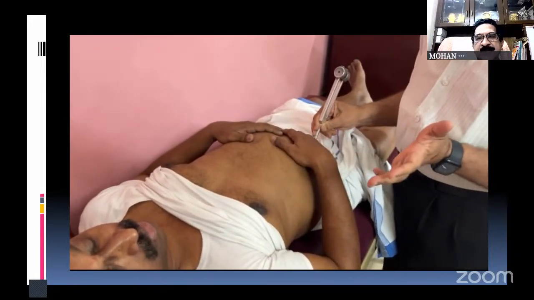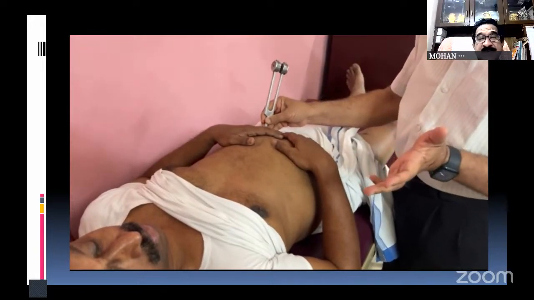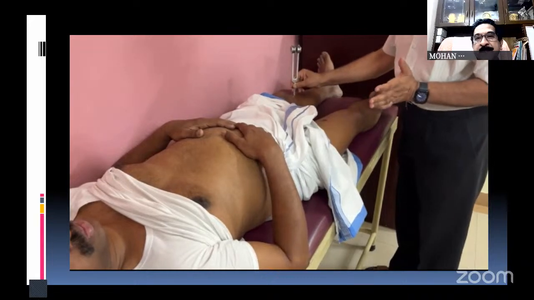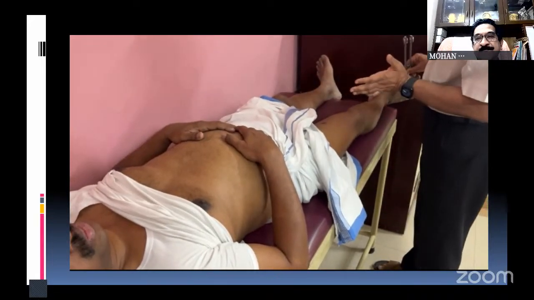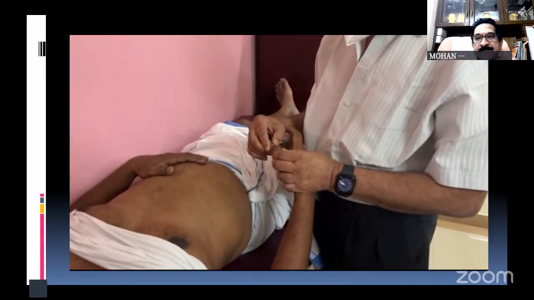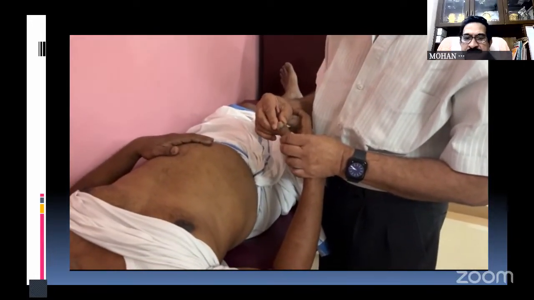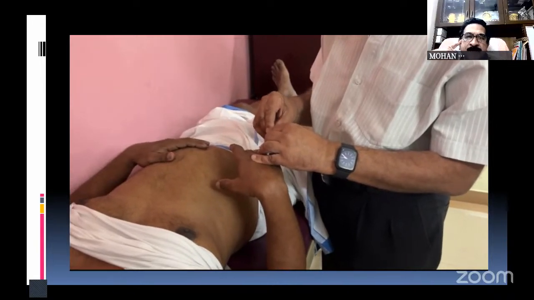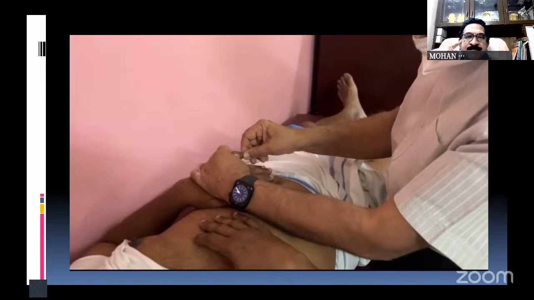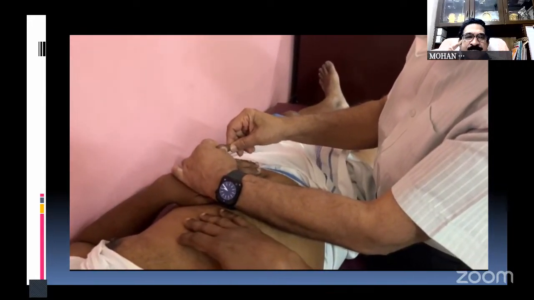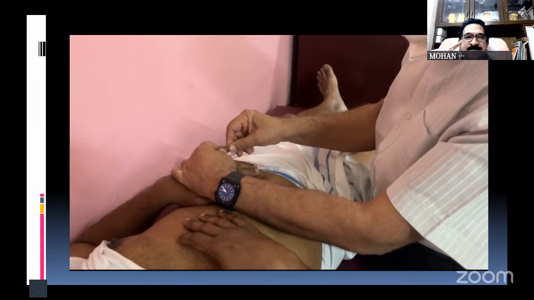Vibration is normal in the upper limb, but decreased in the left little finger. This is less on the little finger. Lower limb is normal. Joint position sense is impaired on the left little finger. He's not sure.